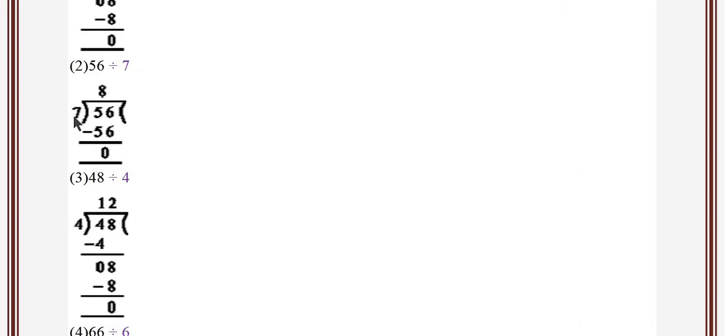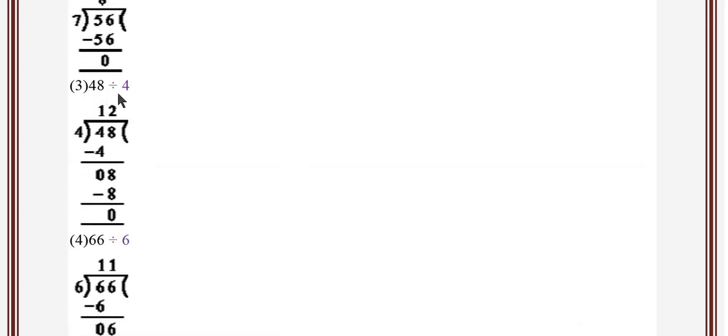Now the second division, 56 divided by 7. So here we speak the table of 7. 7 ones are 7, 7 twos are 14, 7 threes are 21, 7 fours are 28, 7 fives are 35, 7 sixes are 42, 7 sevens are 49, and 7 eights are 56. 56 minus 56, then we get 0. So 8 is the answer. When we divide 56 by 7, we get the answer 8.